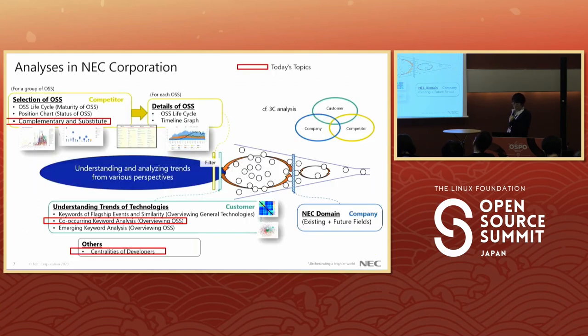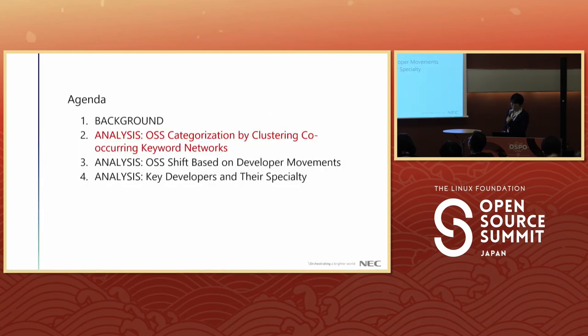In NEC, several analyses have been prepared to capture the status of OSS. Today, I introduce three analyses. The first analysis is OSS categorization by clustering co-occurring keyword networks.